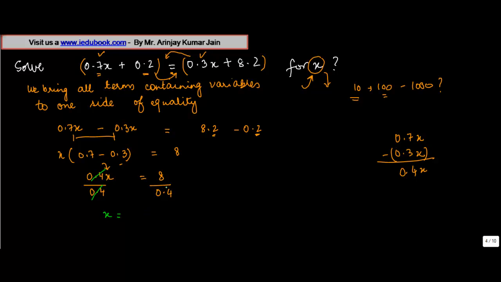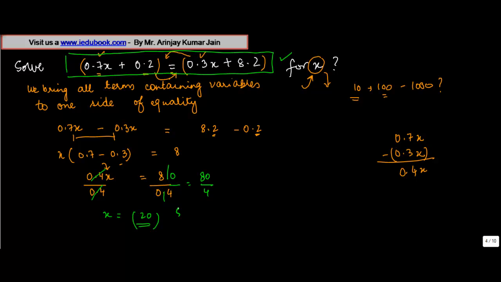Now 8 divided by 0.4, we can also write this as 8.0, okay? And then we remove these decimal points, so we get 80 upon 4, which is 20. And this is basically the solution for this equation. So for the value of x equal to 20, this equality will hold true. Let's see if this holds true or not. Okay, let me just remove this here.